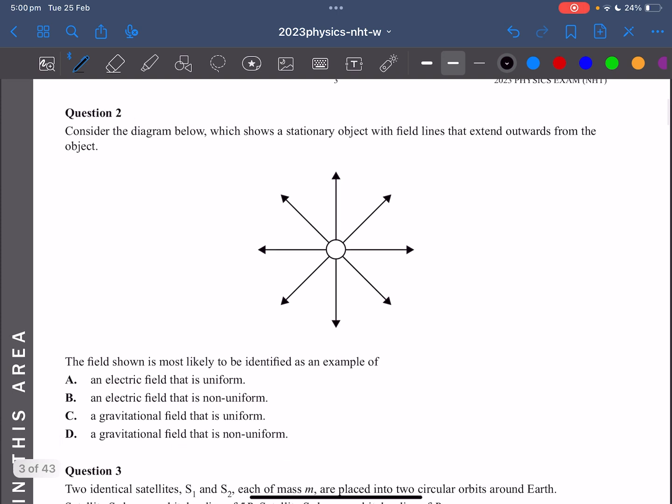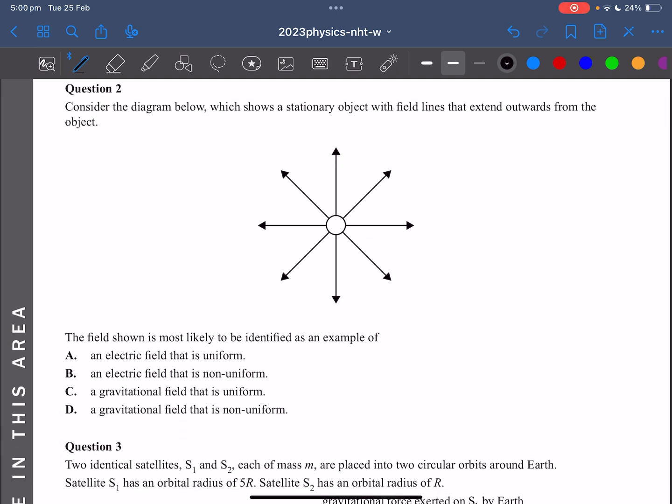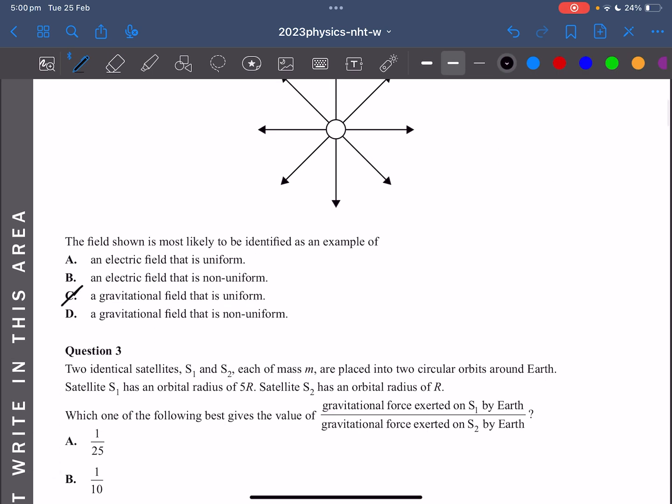Question number 2. Consider the diagram below, which shows a stationary object with field lines that extend outwards from the object. The field shown is most likely to be identified as an example of... it can't be gravitational, because gravitational is usually pulling everything in. Options C and D are gone, and the remaining one is an electric field that is uniform, or an electric field that is non-uniform.